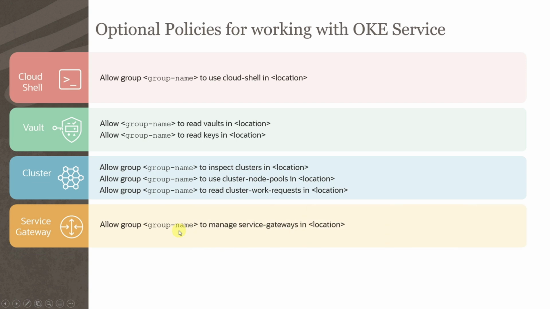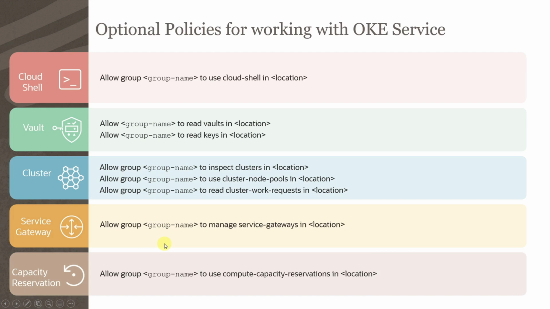We can also set up a service gateway related policy that allows the group to manage service gateways in a given location. Now, this particular policy would allow a group to create a service gateway to enable worker nodes to access other resources within the same region without exposing the data to the public internet.